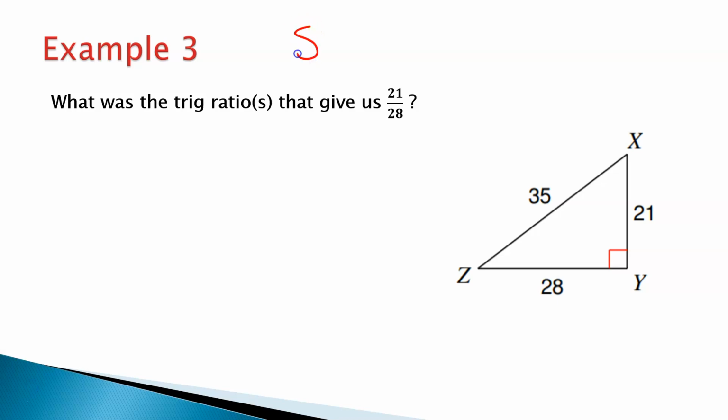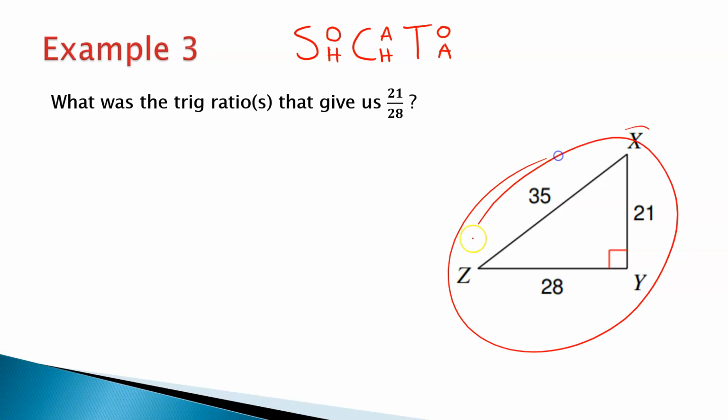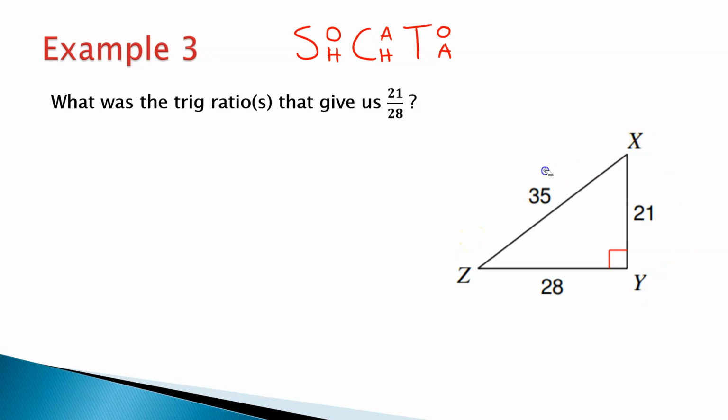All right, so let me begin, guys, by writing SOHCAHTOA one more time. And they ask us, what was the trig ratio that gives us 21 over 28? Again, they gave you this picture, but they don't tell you where to put your reference angle. They don't tell you where to stand. So you're going to have to test this 2 times. You're going to have to put yourself first at angle Z, and also at angle X. You're going to have to do pretty much 2 problems.